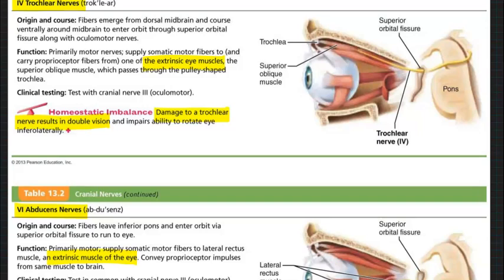How would you test? Remember, the oculomotor controls the pupil. Just shine the light in the eye. If the light causes constriction, then it's not oculomotor. If it doesn't cause constriction, then it's oculomotor. Okay? Make sense?